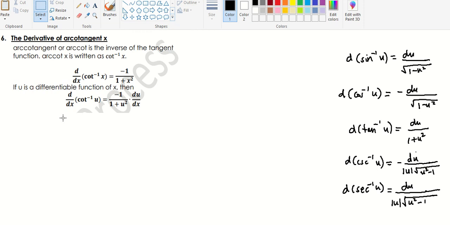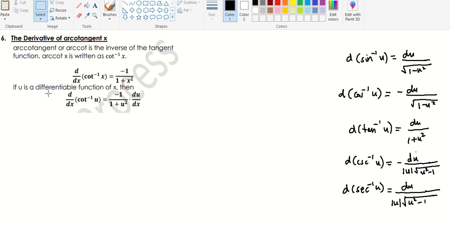Let's have the last arc function. We have arc cotangent x. Arc cotangent x, or arc cot, is the inverse of the cotangent function. Arc cotangent x is written as cot raised to negative 1 x. Again, pag binasa natin to, ito ay arc cotangent x. So the derivative of arc cotangent x is equal to negative 1 over 1 plus x squared.